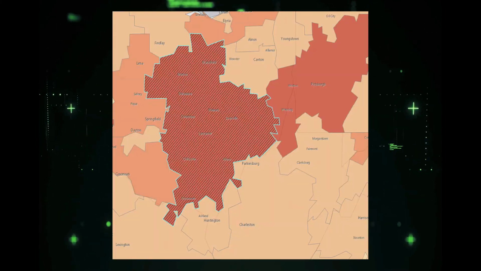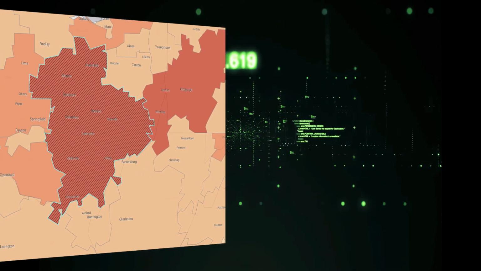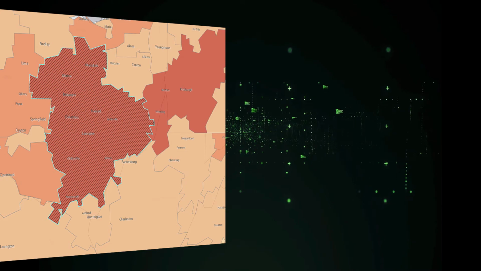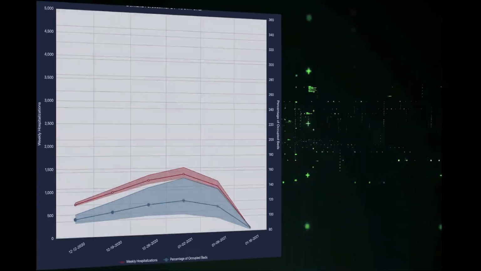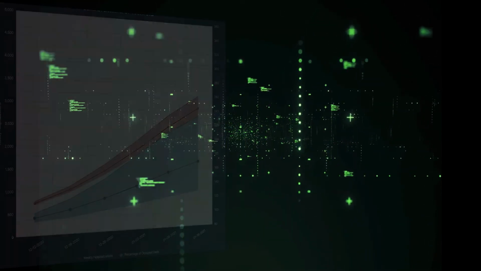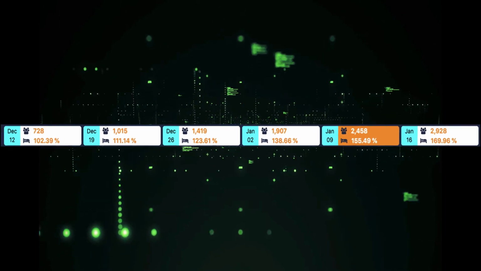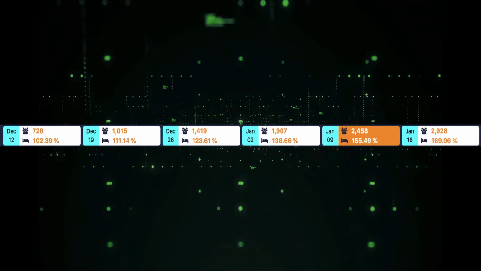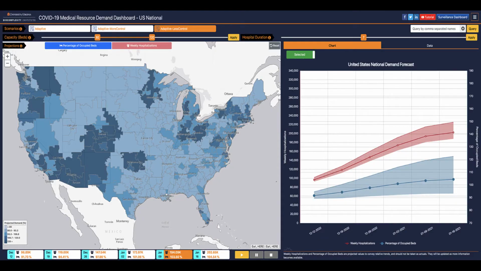At NSAC, we have simulation models that project which areas are likely to see COVID-19 outbreaks, how severe they may be, and when they are likely to occur, depending on different mitigating factors. In our COVID-19 Medical Resource Demand Dashboard, we leverage these projections to help government and public health officials identify areas where crises are likely to happen so they can plan accordingly.